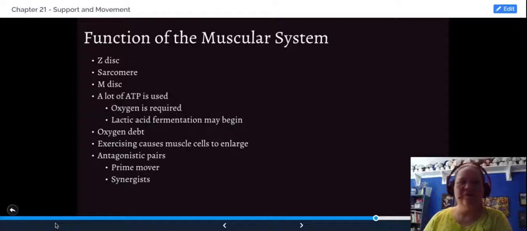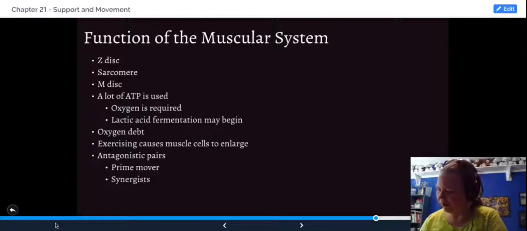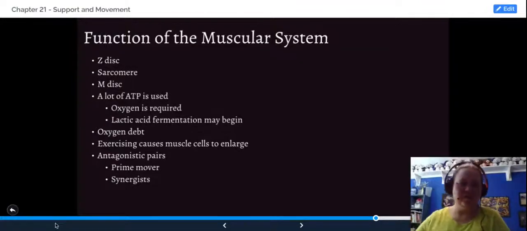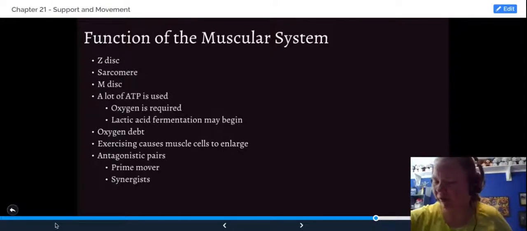All right. So the function of the muscular system. So a Z disc is a protein structure. We're not going to worry too much about this, but I do want to quickly go over it.